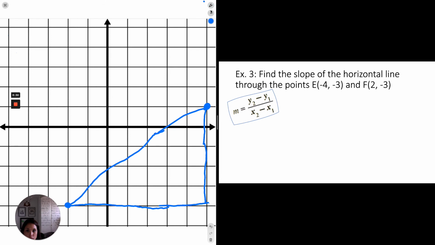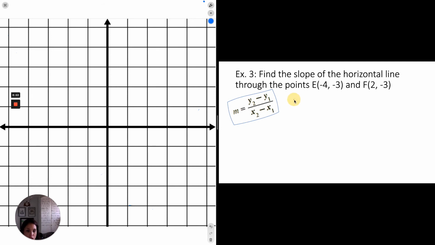Next, in example 3, it says, find the slope of the horizontal line through the points E, -4, -3, and F, 2, -3. The instructions just gave you a little hint here. It said, find the slope of the horizontal line. Okay, so let me show you what's going to happen.